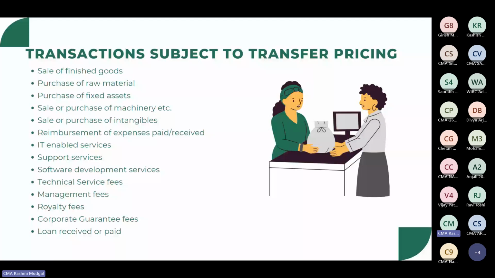Sale or purchase of any machinery: if I am selling or purchasing any machinery, then also transfer pricing will come. Sale and purchase of intangibles: when I am using trademark registration, know-how rights, research and development, where I am using intangible assets in the form of sale or purchase from an associate, transfer pricing applies as well to make a profit.